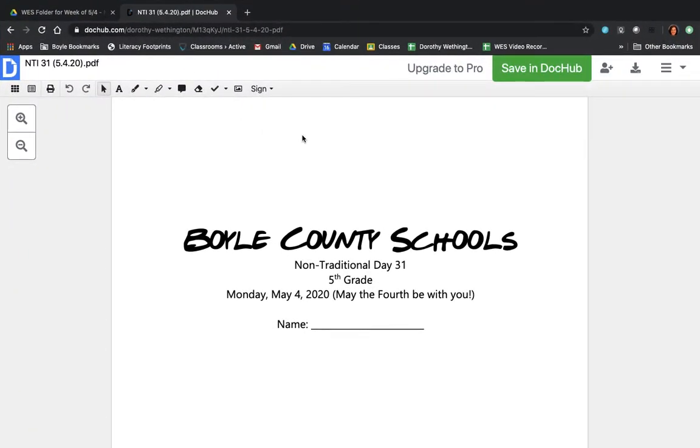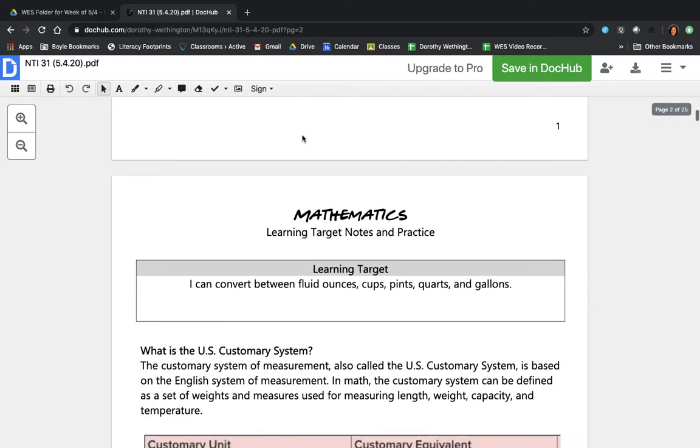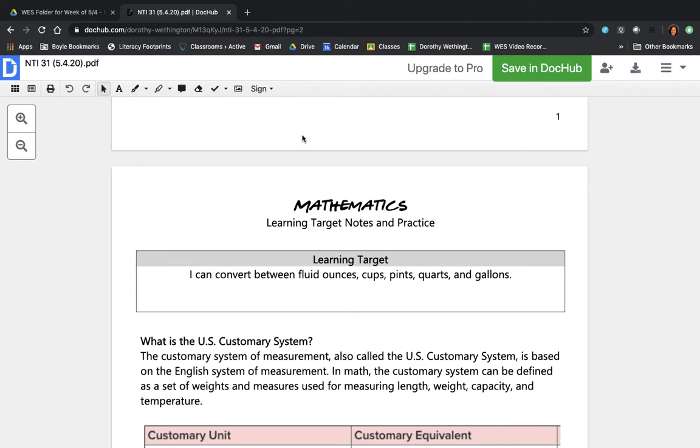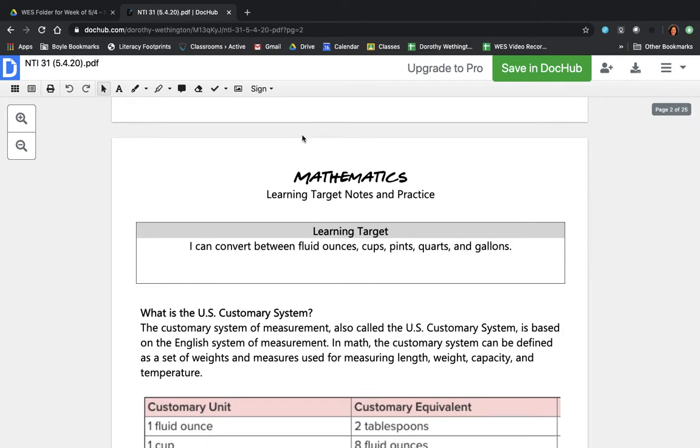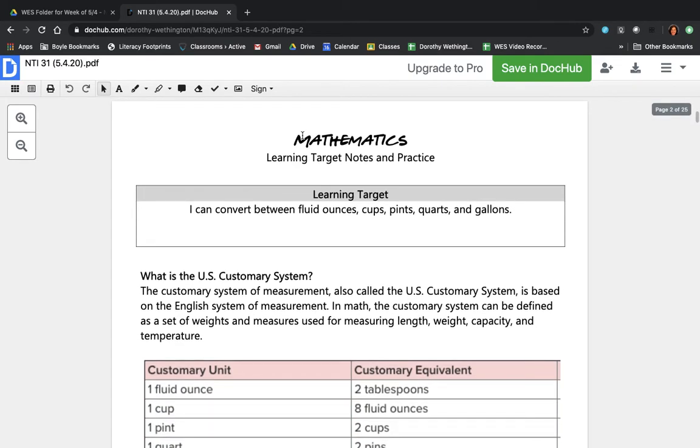Good morning, fifth grader. Today's packet is Monday, May the 4th be with you. Mathematics. Learning target: I can convert between fluid ounces, cups, pints, quarts, and gallons.